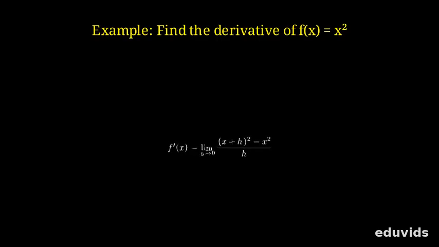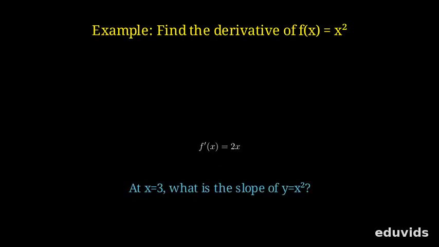Expanding x plus h squared gives x squared plus 2xh plus h squared. The x squared terms cancel, leaving 2xh plus h squared. We then factor h from the numerator, giving h times the quantity 2x plus h. Canceling h leaves 2x plus h. Finally, taking the limit as h approaches 0, we are left with 2x. So, the derivative of x squared is 2x.